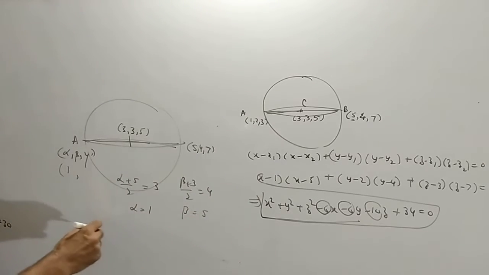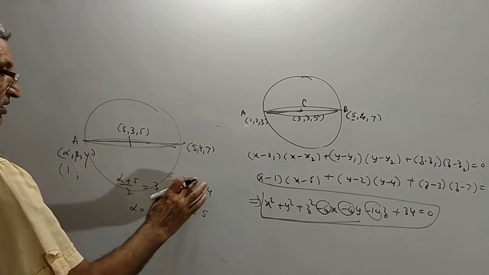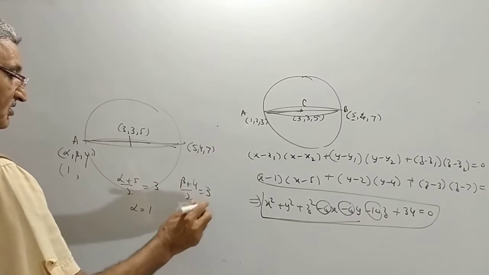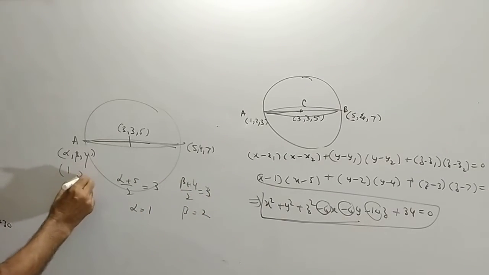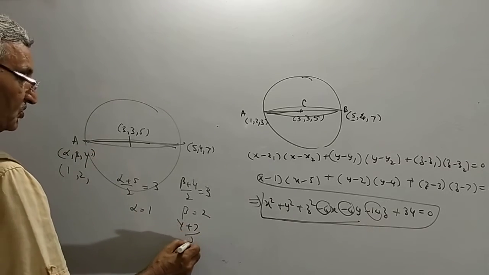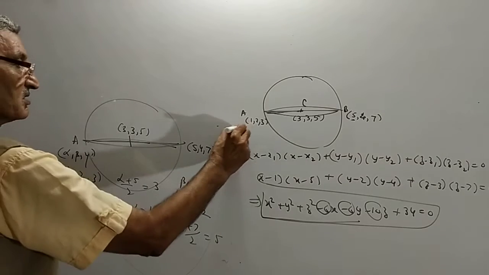So 2 here. And (gamma plus 7) divided by 2 is equal to 5, and gamma is equal to 3. The same answer I got.